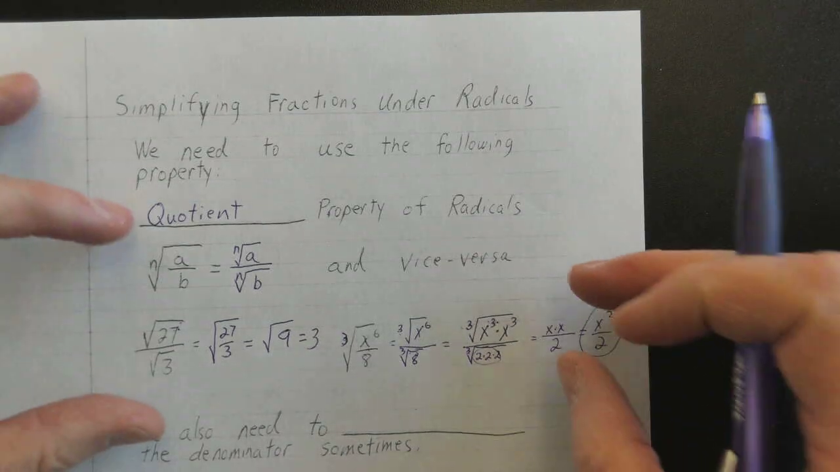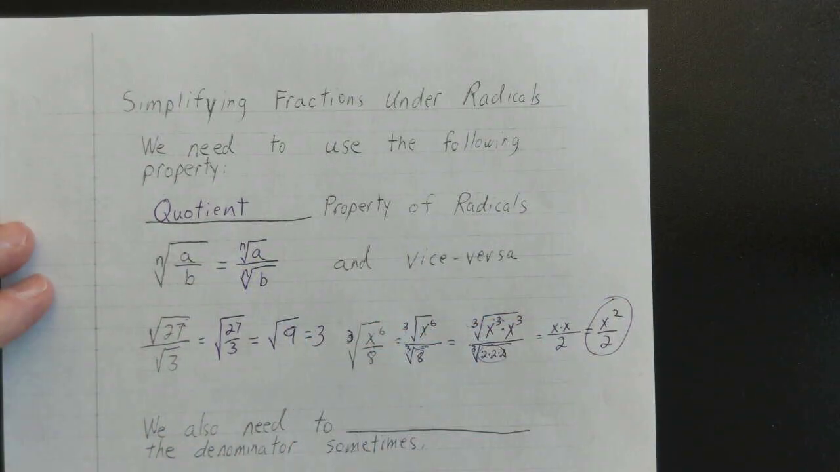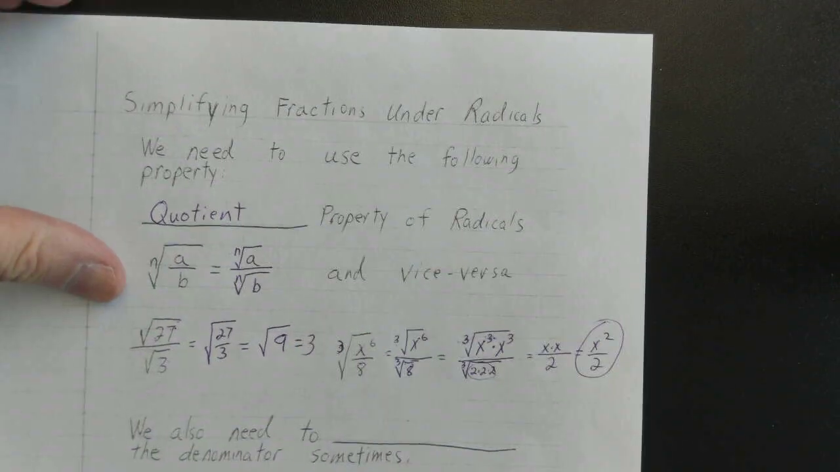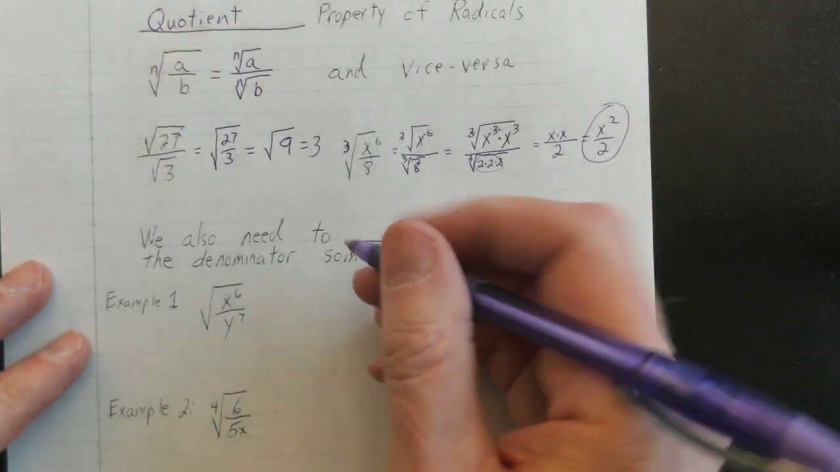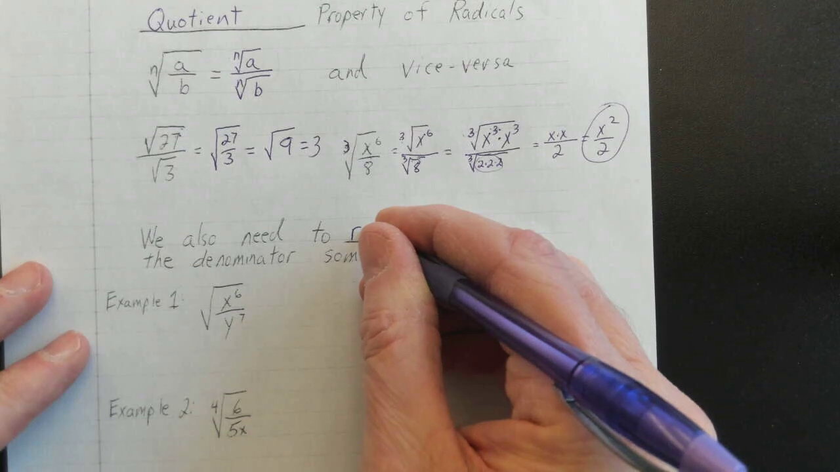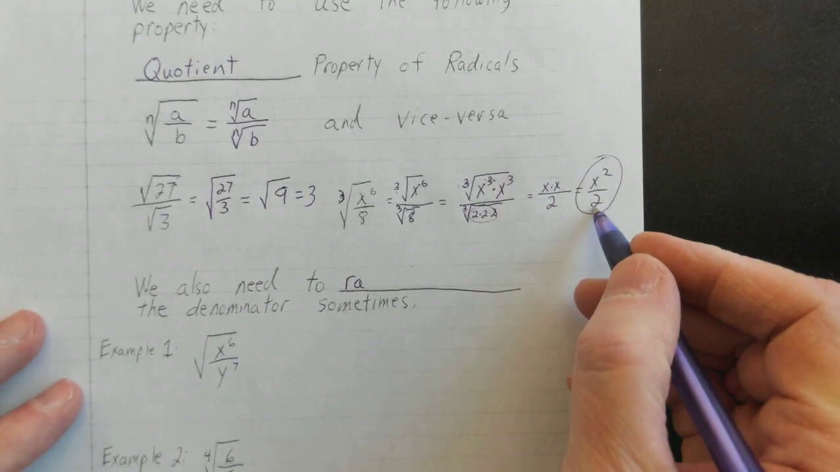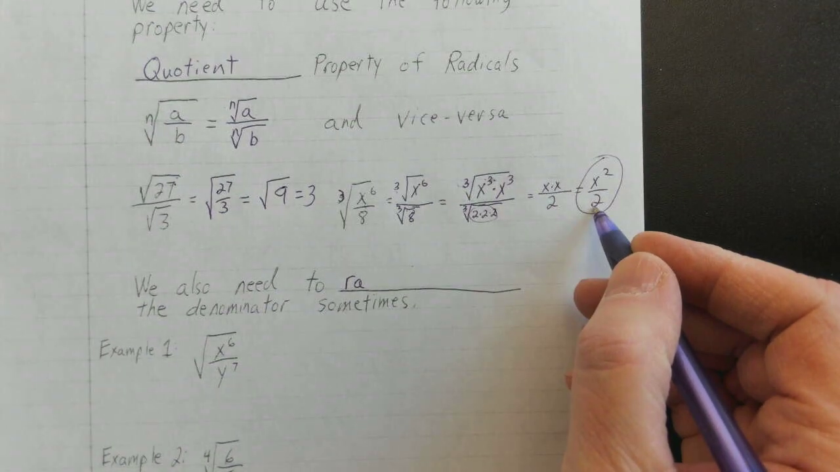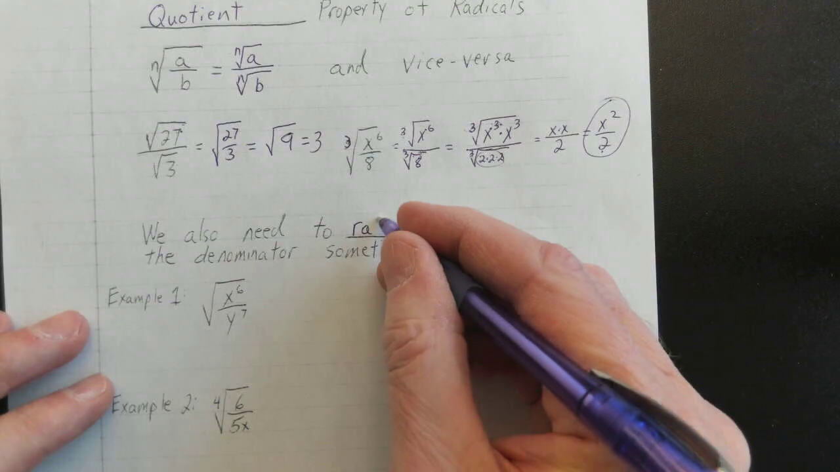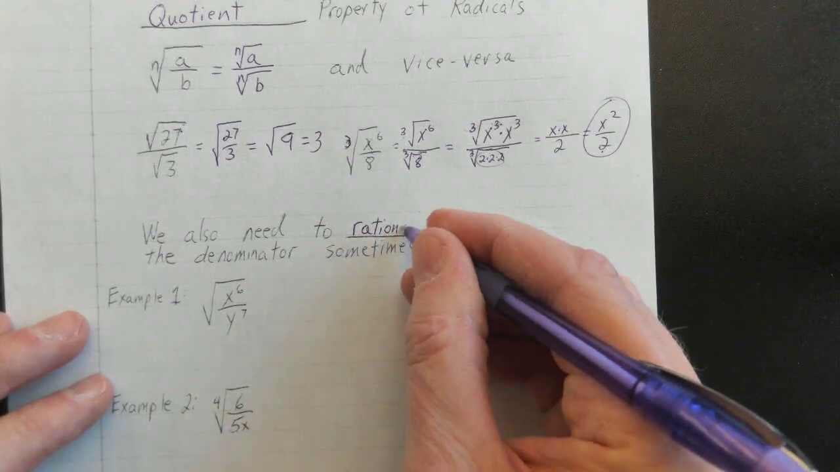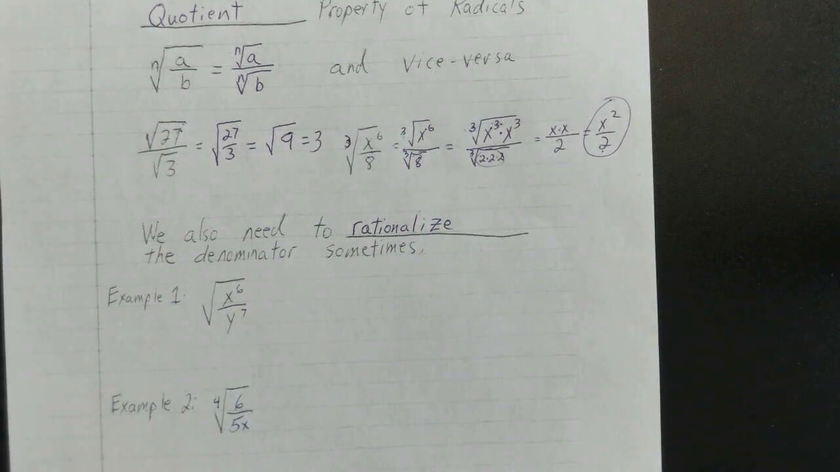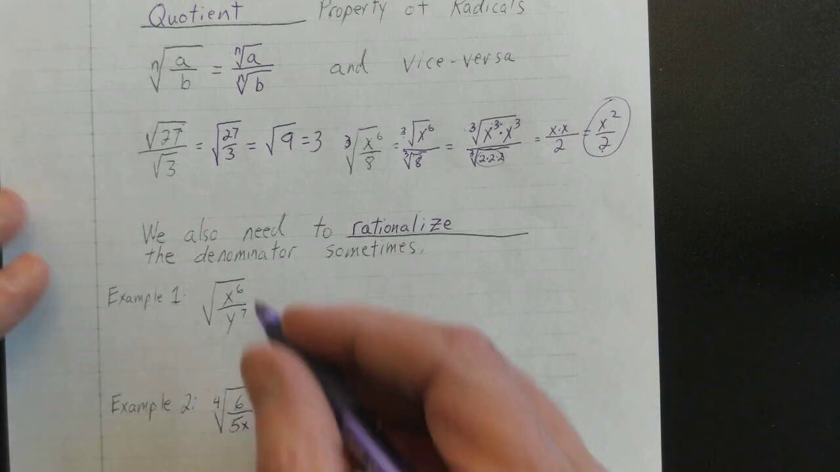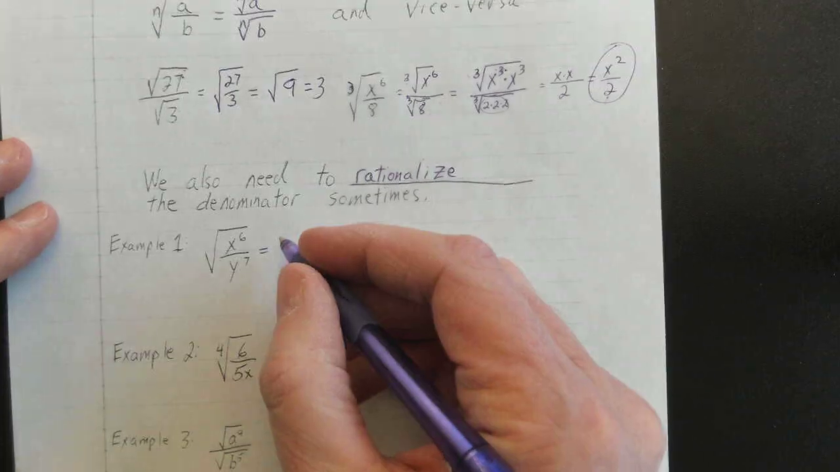Okay. Now these are like the fundamental kind of examples here. Now this denominator is 2. It's rational. When the denominator is not rational, we need to rationalize the denominator. Okay? And here's 4 examples where that might be the case.